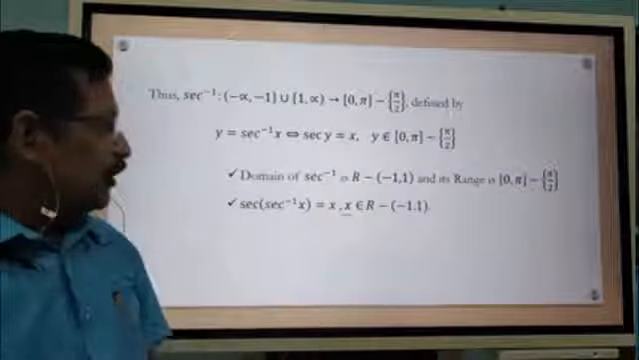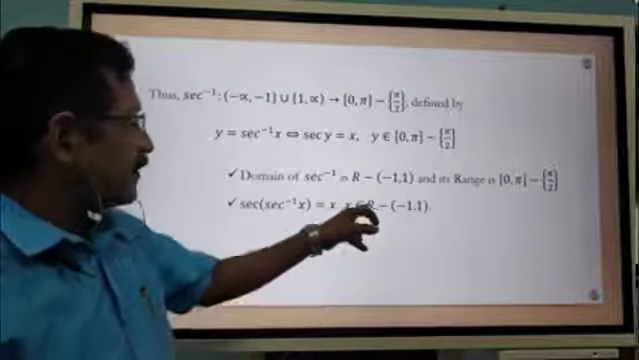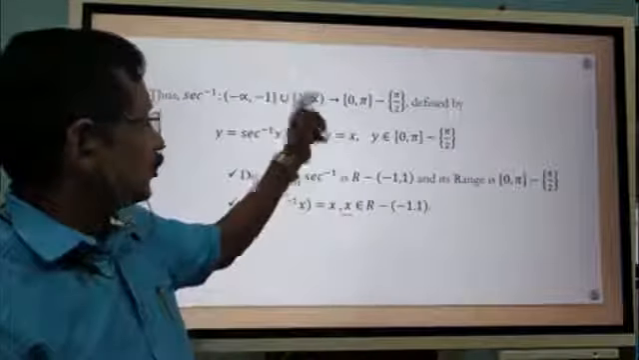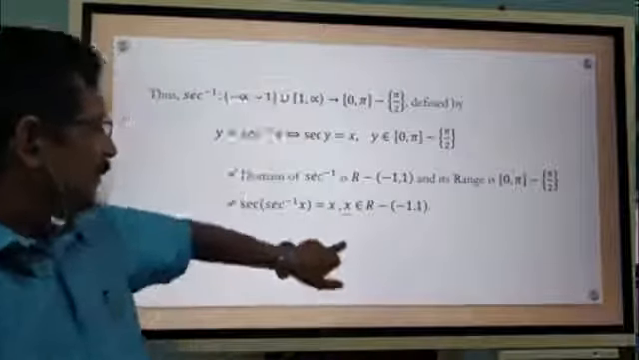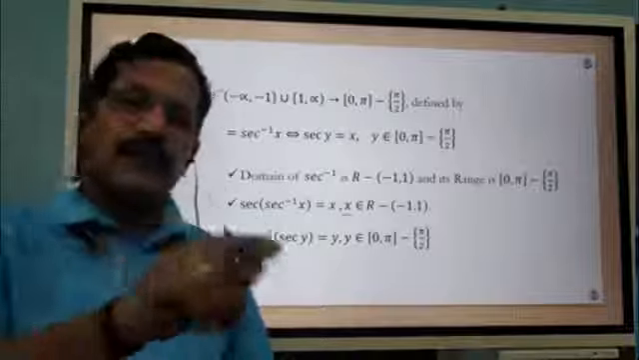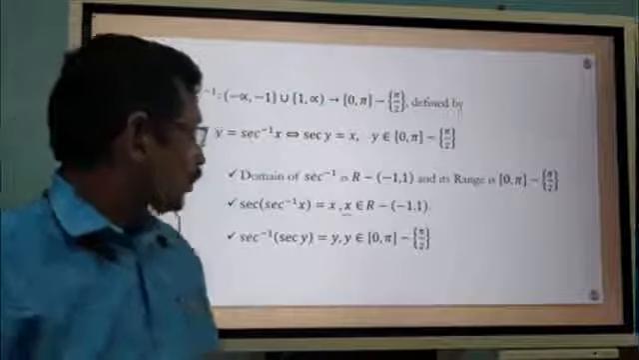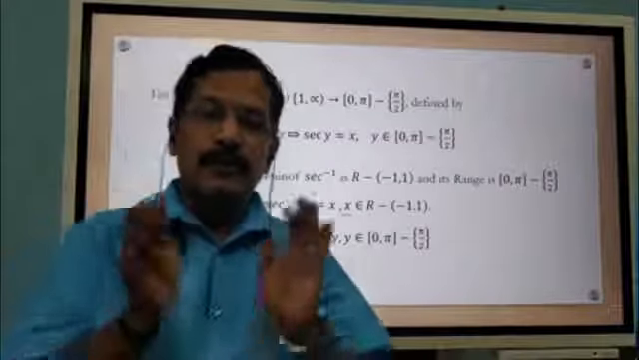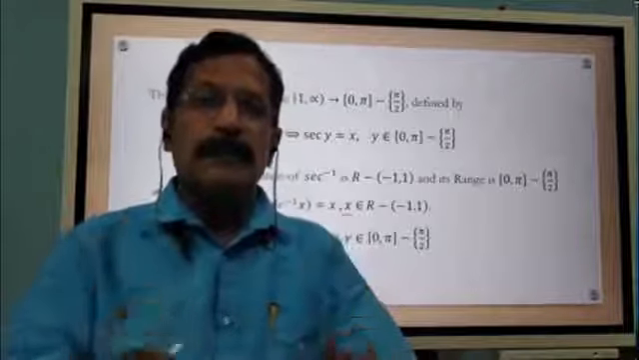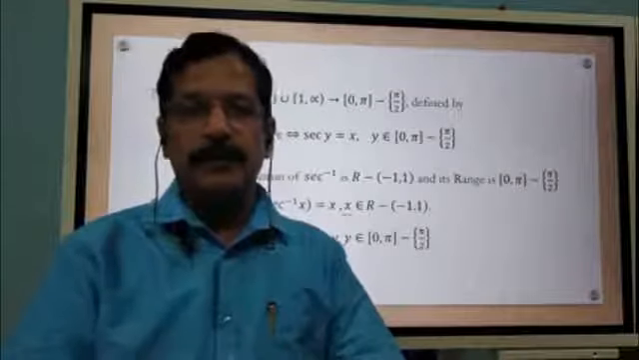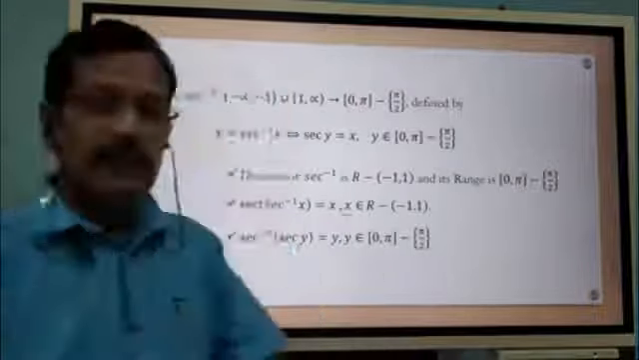Sec of secant inverse of x is equal to x, where x is an element of R minus the open interval (-1, 1). And that is the same as before. And sec inverse of sec y is equal to y, where y is an element of the closed interval [0, pi] minus the singleton set {pi/2}. These are all for sec inverse.